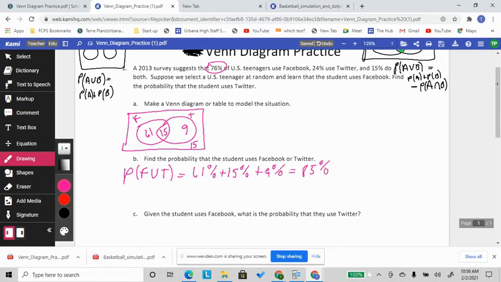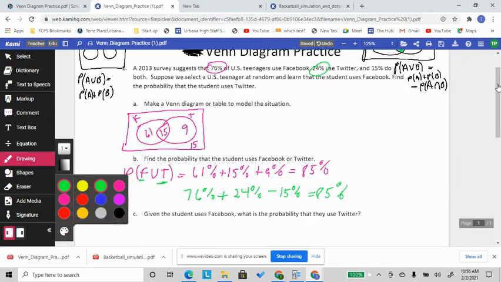Or pretend you don't have the Venn diagram. So if you don't have the Venn diagram and you're just looking at it as a formula, you would do percentage of Facebook, 76, plus percentage of Twitter, which is 24, minus, and then we always do both, minus 15. Either way, you get 85%. So this is doing it.